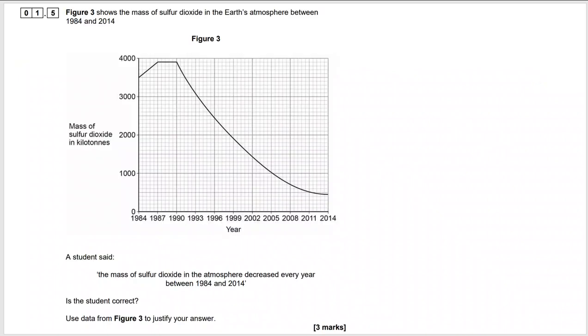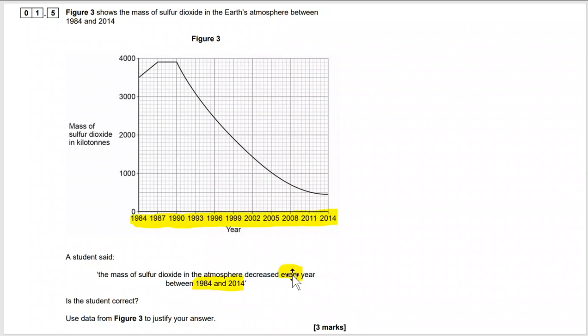On to 1.5, figure 3 shows the mass of sulfur dioxide in the Earth's atmosphere from 1984 to 2014. And a student has said that the mass of sulfur dioxide decreased every year between 1984 and 2014. Is the student correct, and use data from figure 3 to justify your answer?